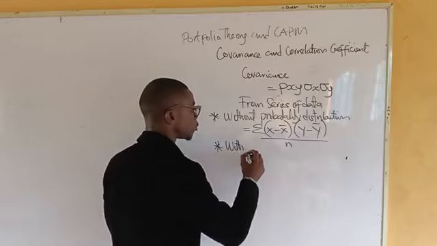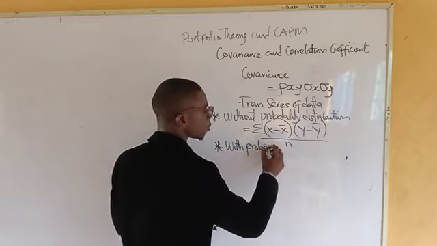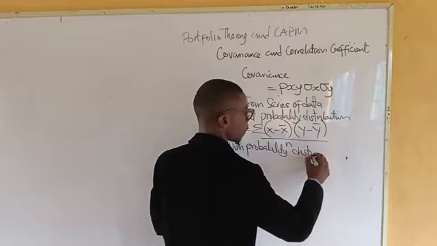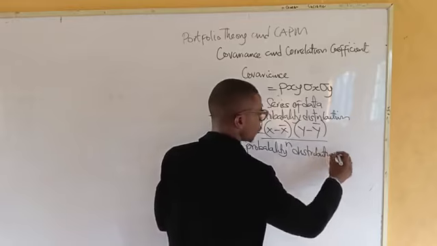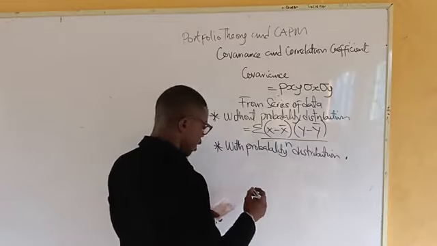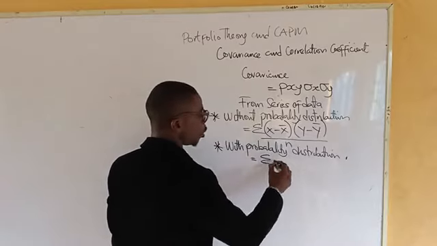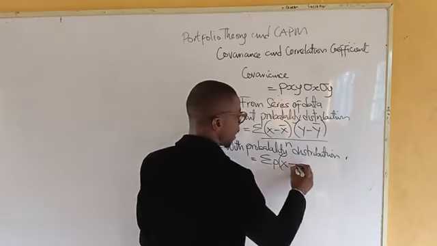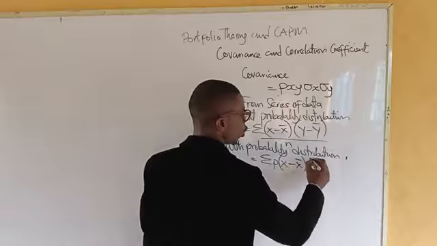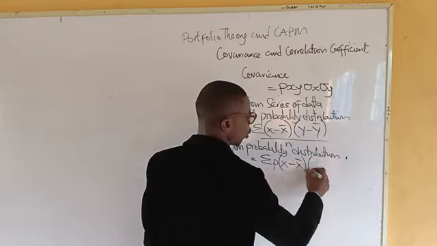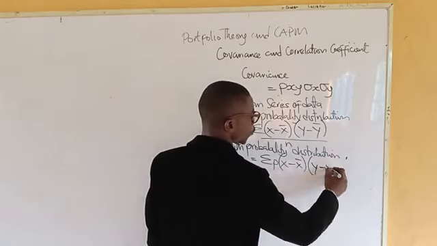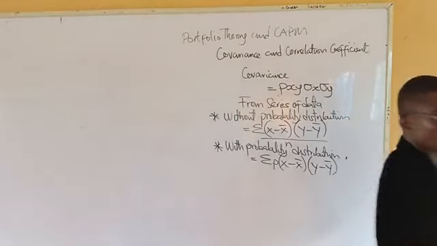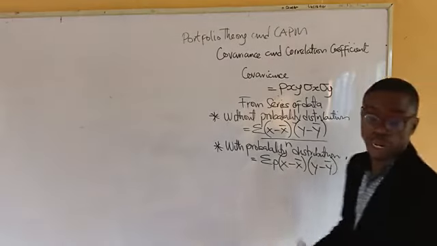With probability distribution, what is the formula? The formula is summation P, open bracket x minus x bar, close bracket, and open bracket y minus y bar. So that's the formula. Are we together?